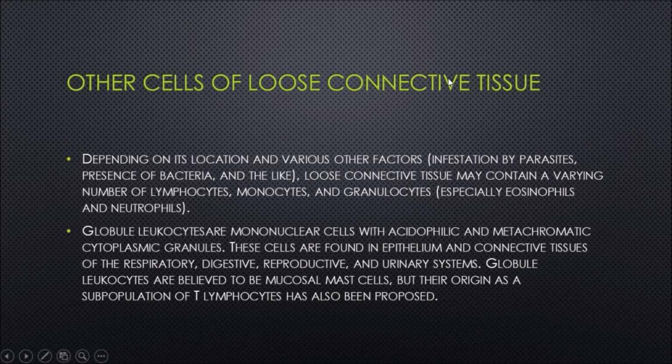Lastly, other cells of loose connective tissue. Depending on its location and various other factors, loose connective tissue may contain a varying number of lymphocytes, monocytes, and granulocytes. Globule leukocytes are mononuclear cells with acidophilic and metachromatic cytoplasmic granules. These cells are found in the epithelium and connective tissues of the respiratory, digestive, reproductive, and urinary systems. These are also believed to be mucosal mast cells, but their origin as a subpopulation of T lymphocytes has also been proposed.